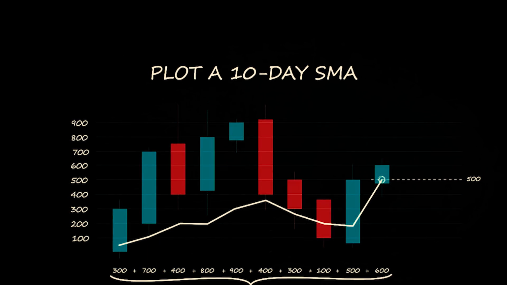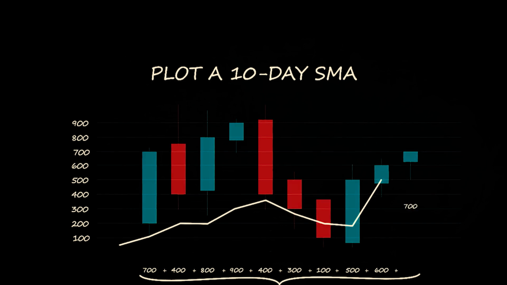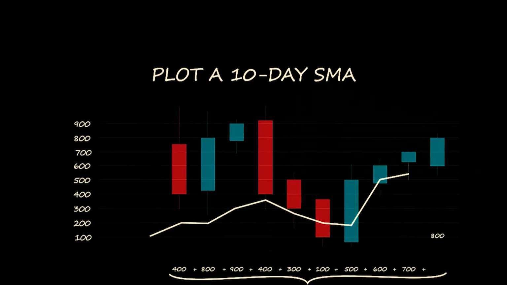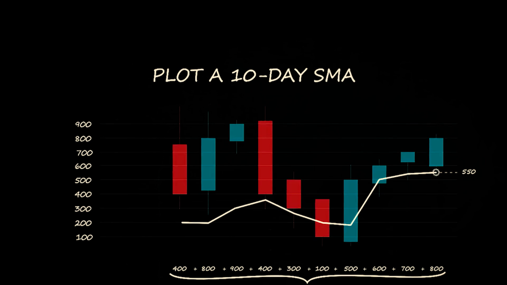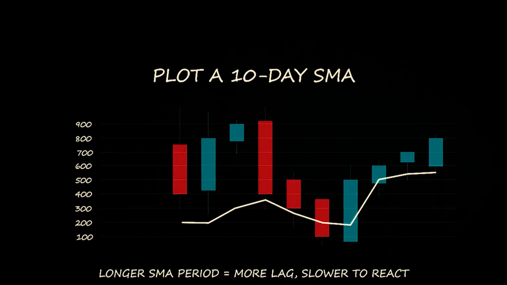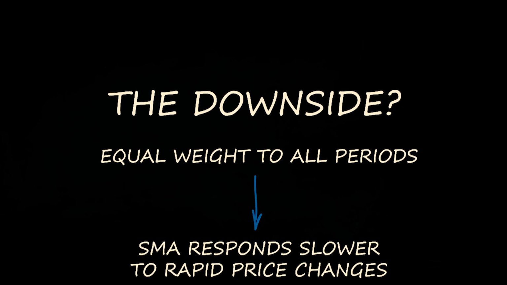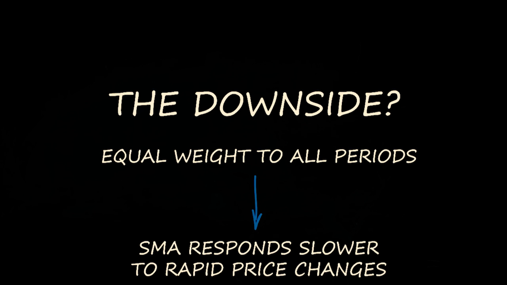It's called a moving average as the oldest price is dropped each time a new period becomes available, in this way ensuring that the average is based only on the last X number of periods, in our example the last 10 days. Have in mind that the longer the simple moving average period, the more it lags and the slower it is to react to the most recent price movement. And this brings us to its downside. As equal weight is given to all periods considered in the calculation, the simple moving average is slower to respond to rapid price changes that might prove to be important.